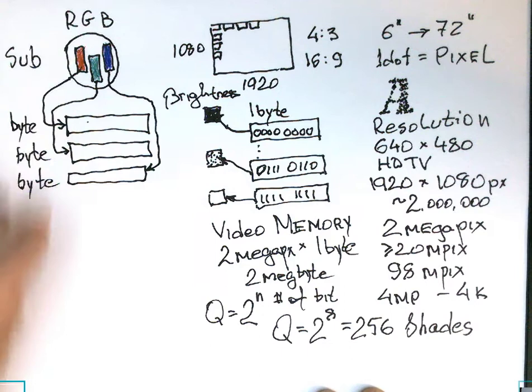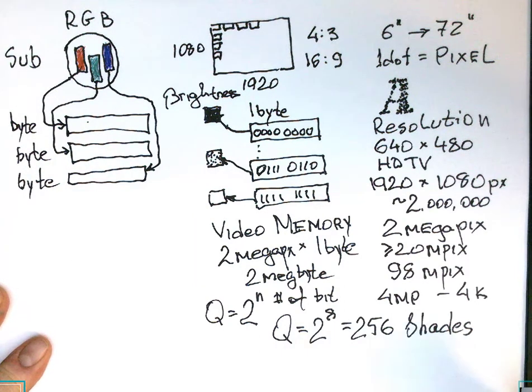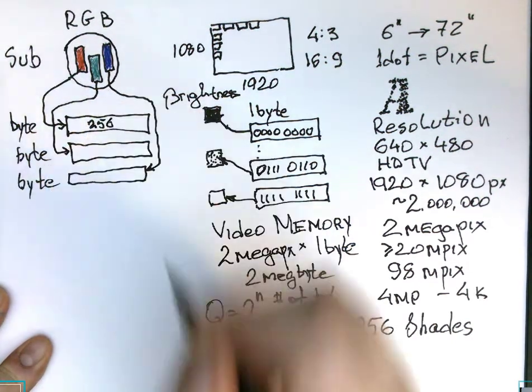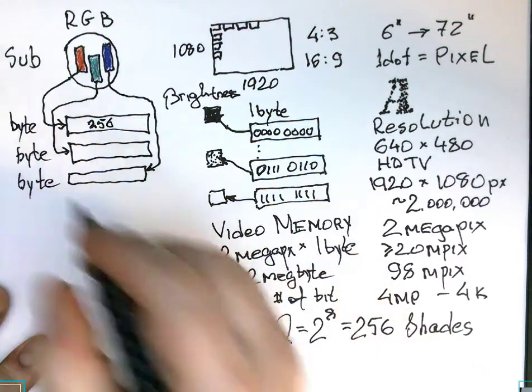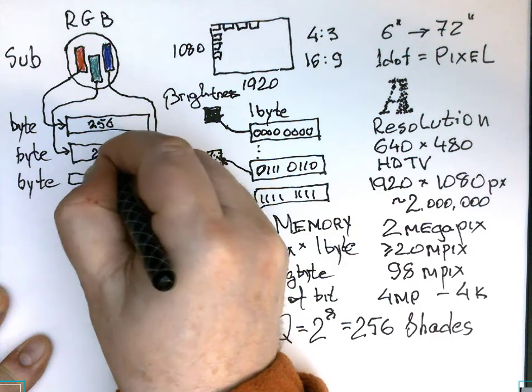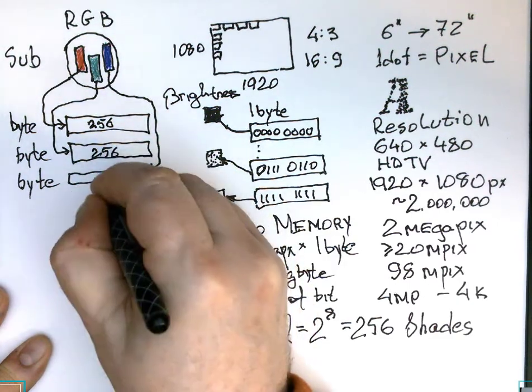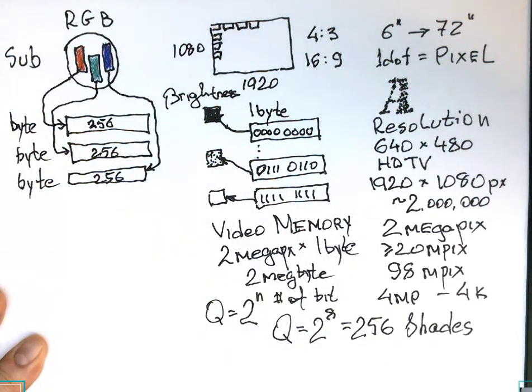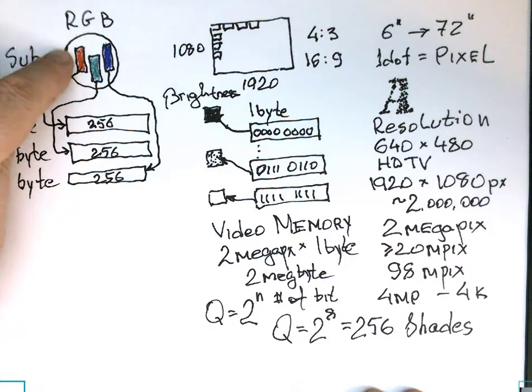256 shades. Now, what about a colorful display? We have also a byte per subpixel. How many shades will be for red? Folks, the same as shades for gray. So that will be 256 for red. Definitely the same number for green, 256 for green, and 256 for blue.